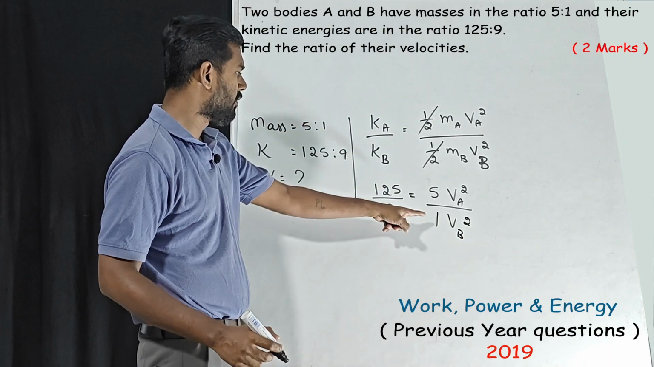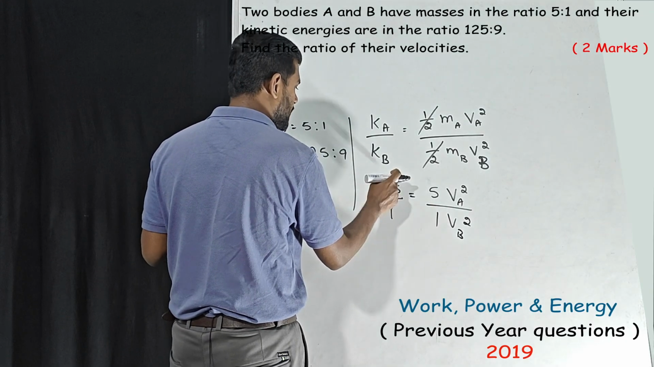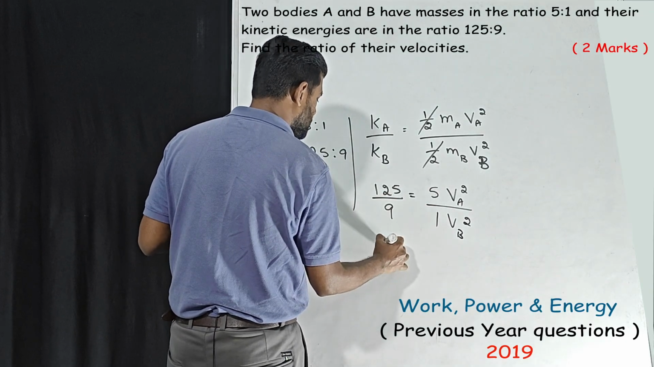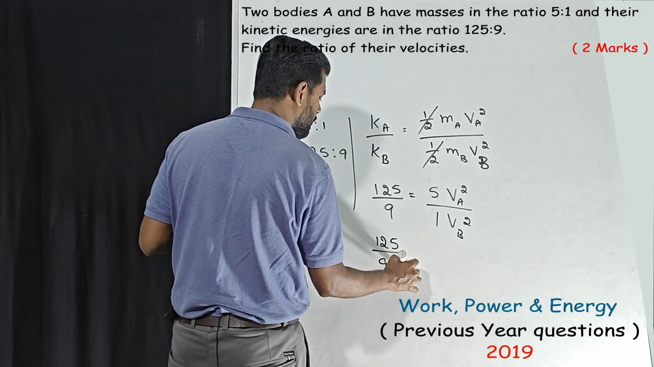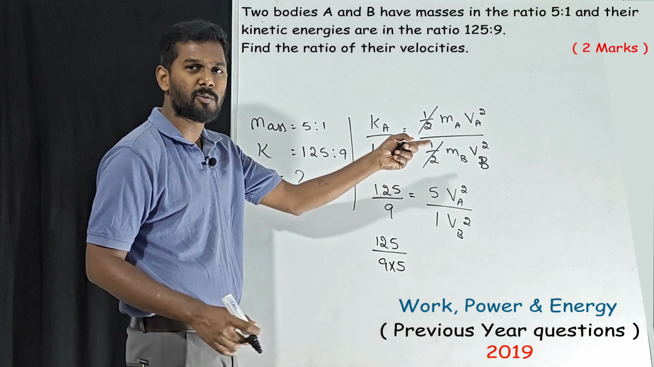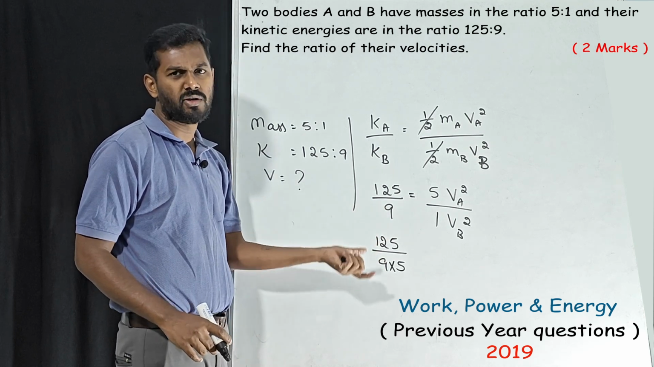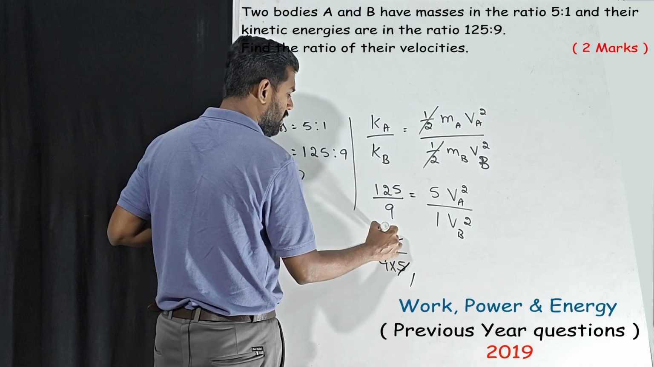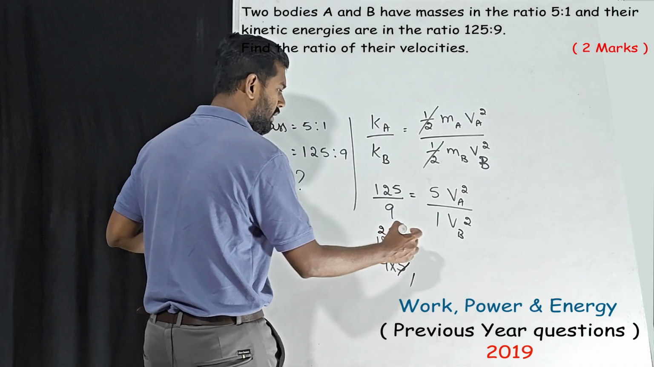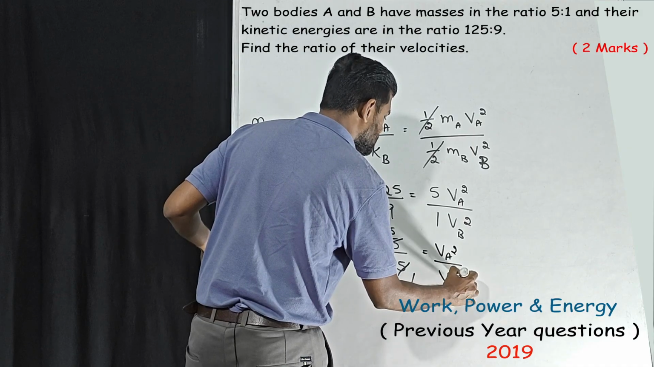Now we'll transpose all these things. We'll send this 1 here and 5 here. This becomes 125 divided by 9 into 5. Why have I not multiplied it? Because if you multiply it, it becomes a bigger number and again you have to divide it. So 5 ones are 5, 5 twenty-fives are 125. So it is nothing but VA square by VB square.